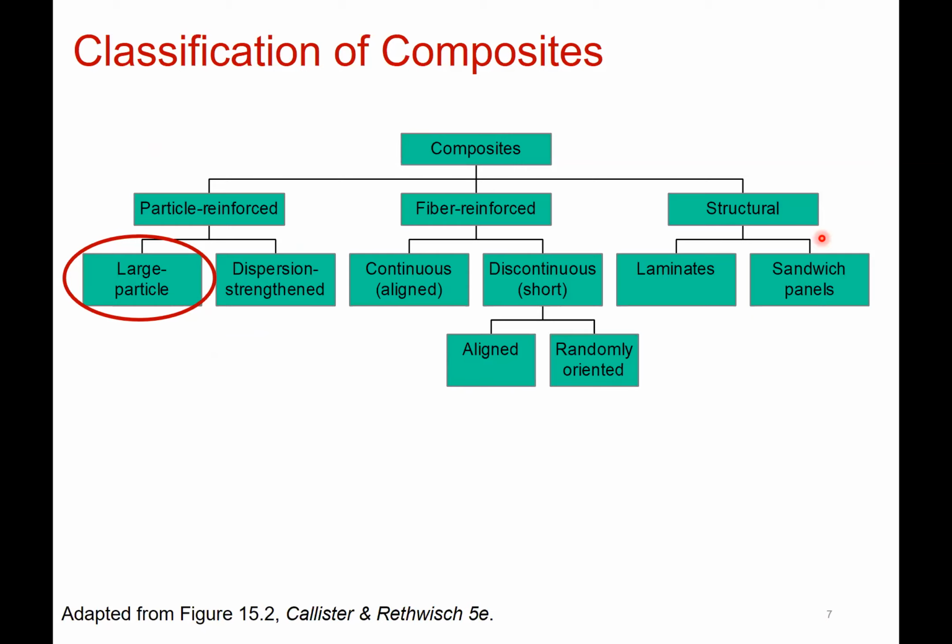So here is the overall classification scheme, right? You have composites. We'll talk about particle reinforced, fiber reinforced, and structural types of composites. Within particle reinforced composites, we will start off with large particle reinforcements, as well as dispersion strengthened types of composites. And then of course, we'll go into great detail for the others as well. So let's start with large particle composites.